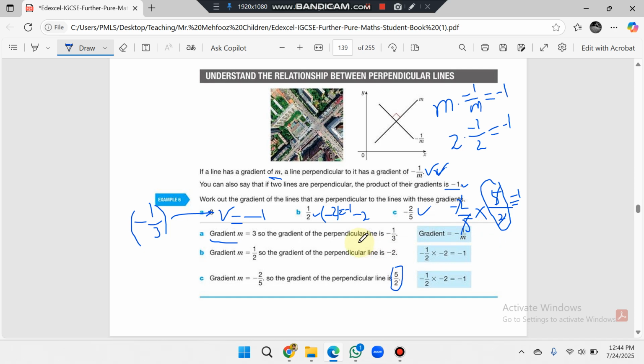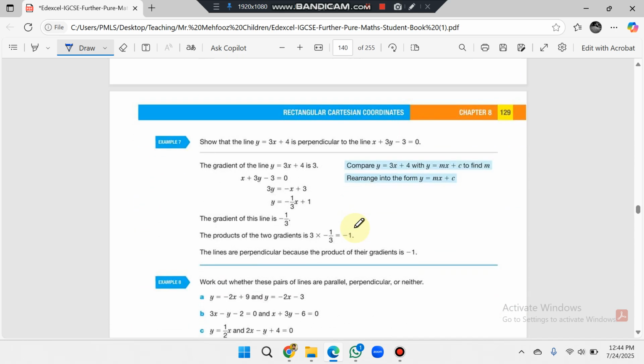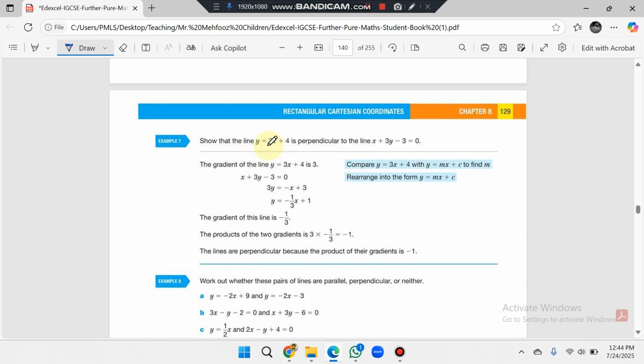Yes. This is your example 6. Next one is example 7. Show that the line y is equal to 3x plus 4 is perpendicular to the line x plus 3y minus 3 is equal to 0.